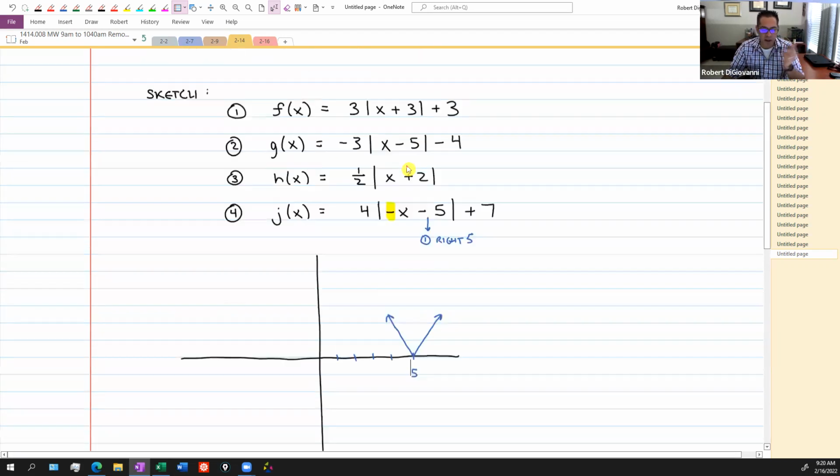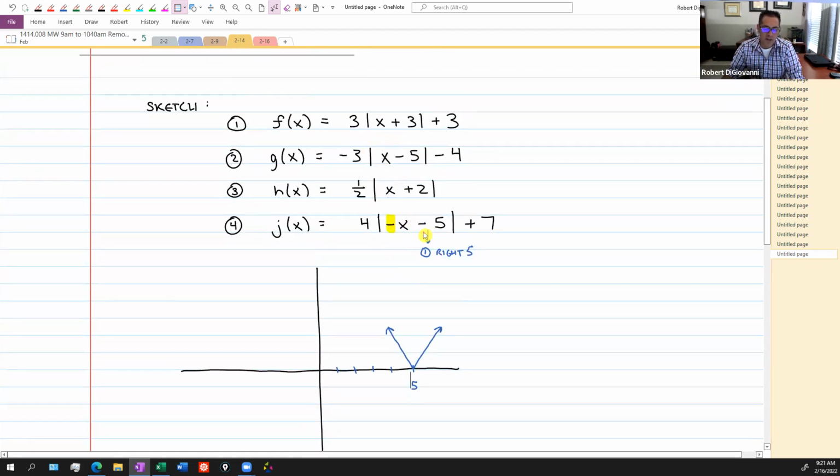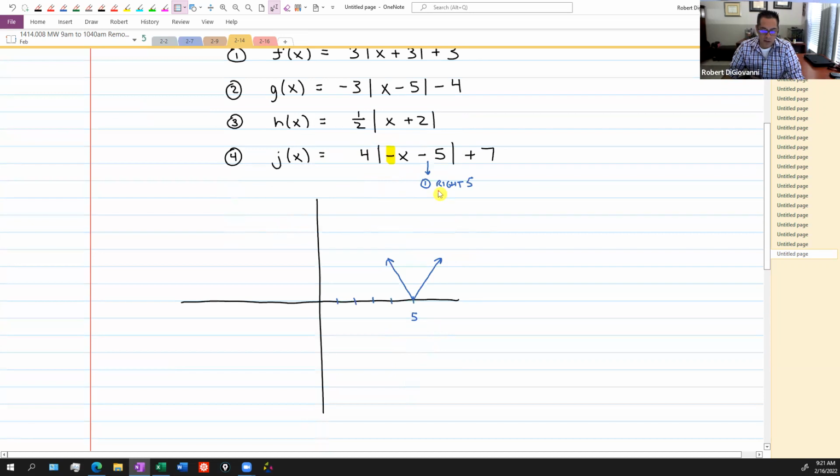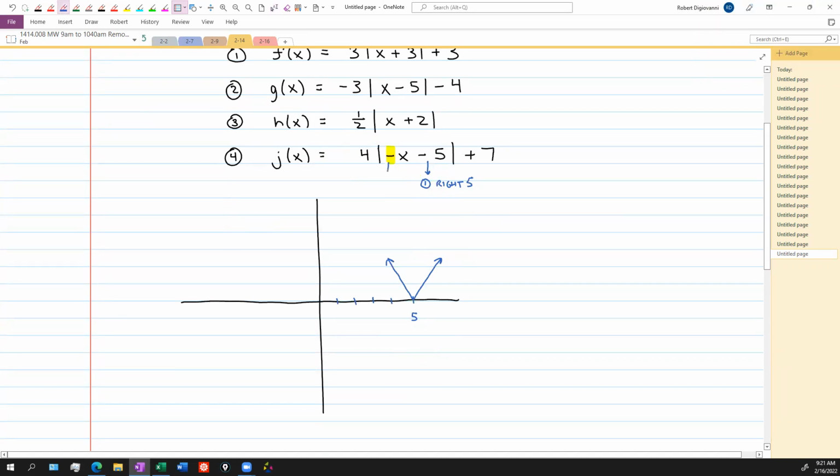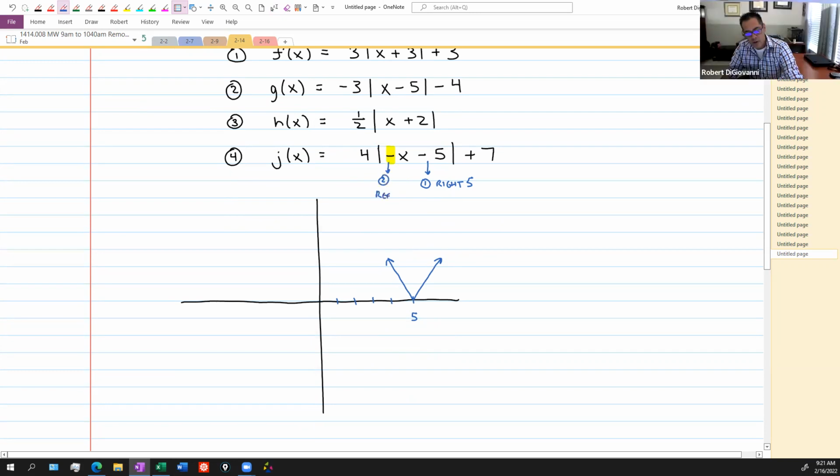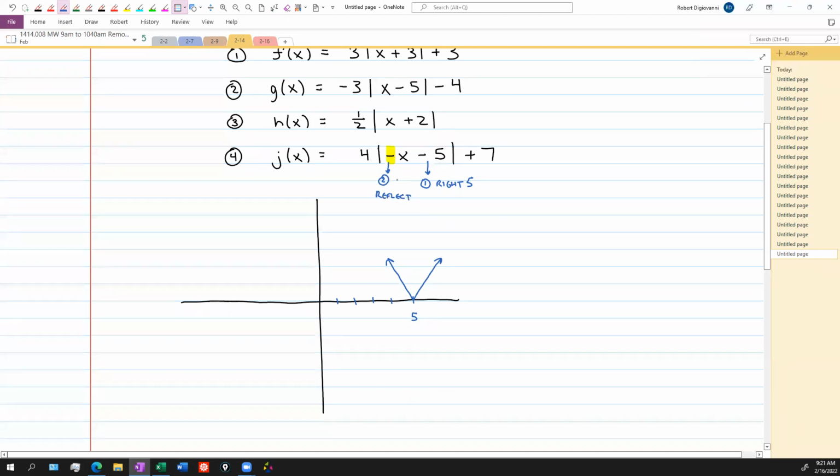But if it's a matter of, you can write down, if you see a minus in there next to it, then move it to the right, that's fine, okay? So I moved to the right 5, and now I take care of the second part. This negative in front means I'm going to reflect over what axis? The y-axis. So I'm going to reflect over the y.